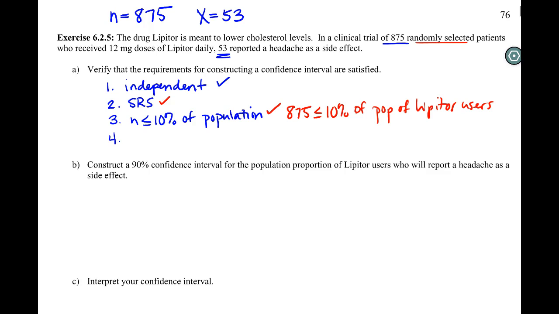The last one is that our rule of thumb needs to hold. We need to make sure that our successes and failures are greater than or equal to 10. Now, when we're dealing with a confidence interval, when we're dealing with trying to make some inference about real P, real Q, we can't use the traditional rule of thumb. We have to modify it to use our P hat and our Q hat. So in this case, our observed number of failures and successes versus our expected number of failures and successes. In order to do this, we do need to figure out what our P hat is. So we'd probably go up here and say, okay, P hat is X over N, which is 53 over our 875.